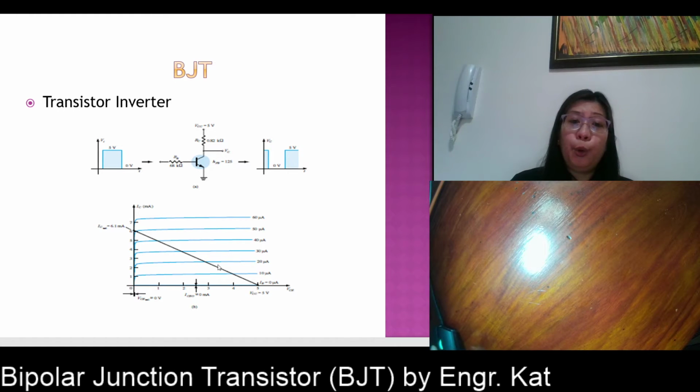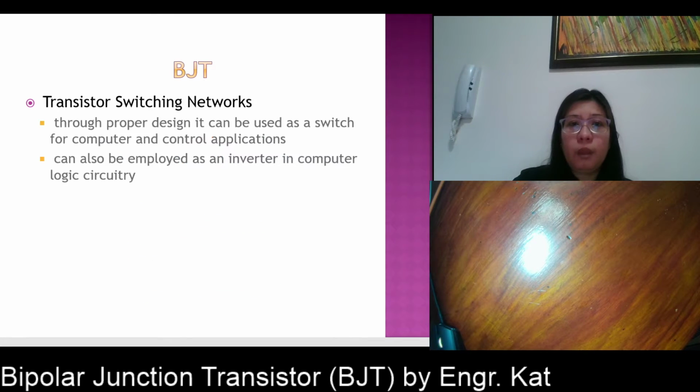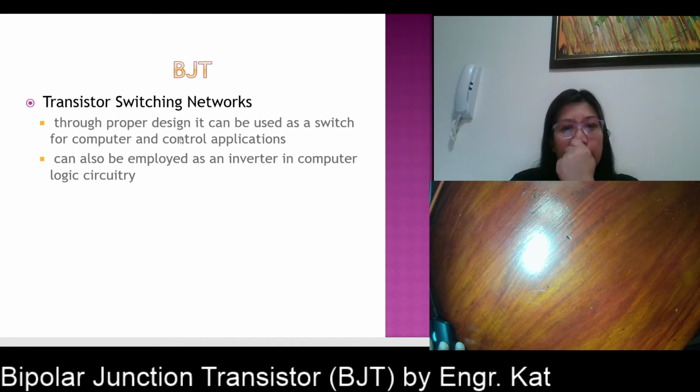So the design must be properly taken into consideration for your transistor to be used as a switch or as an inverter. What are the different considerations that we have to take note of?